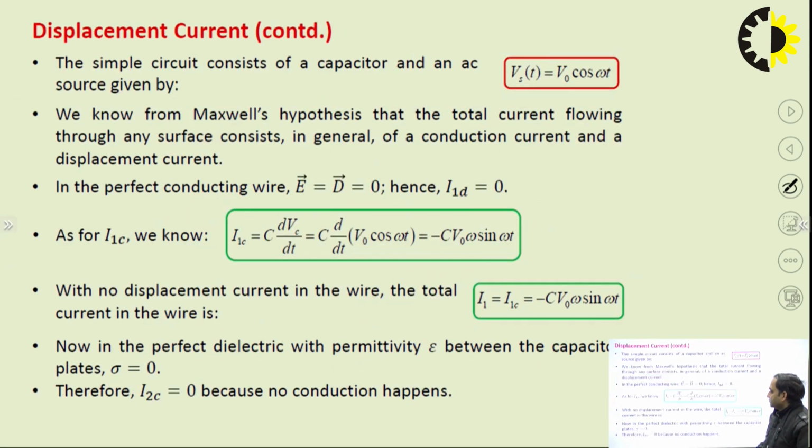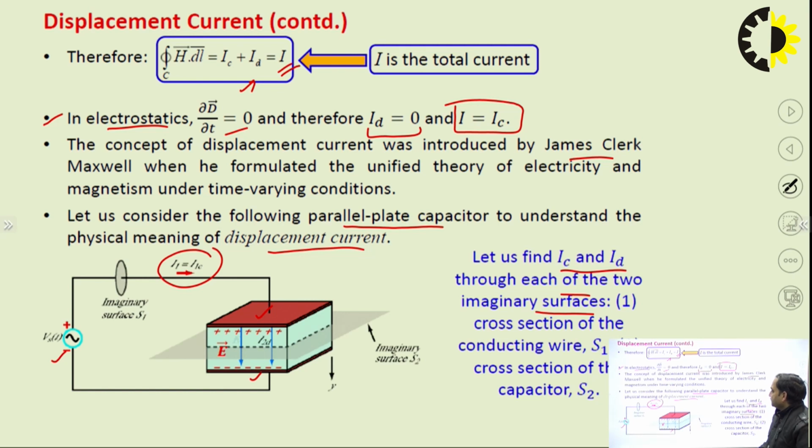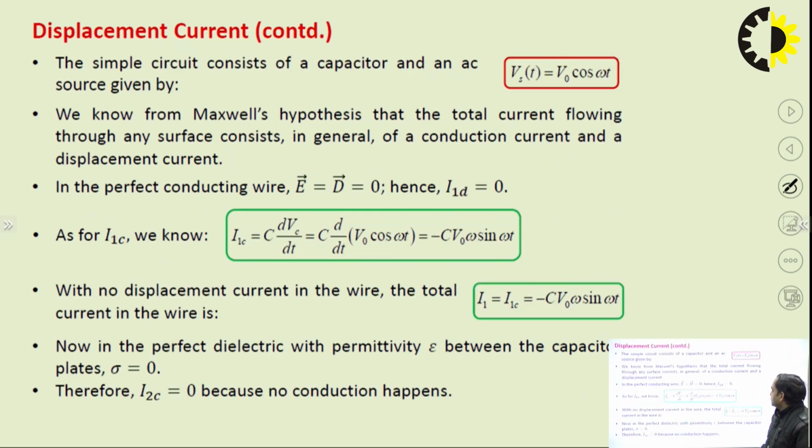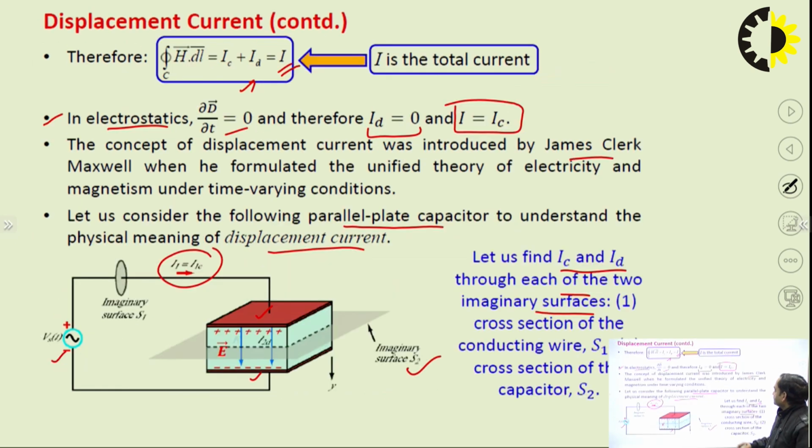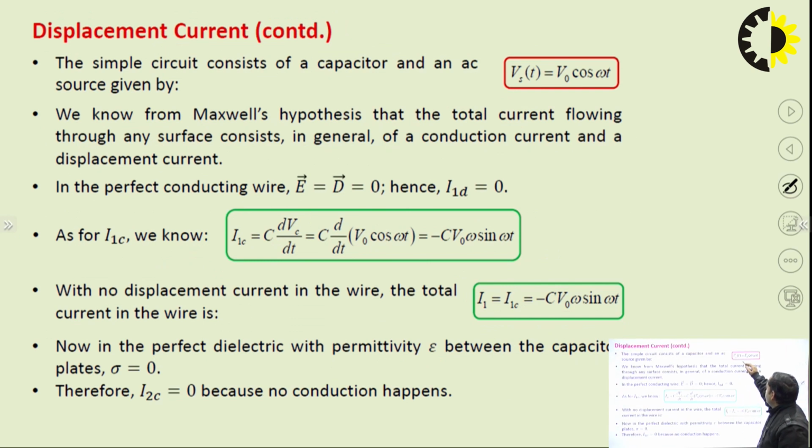So in place of VC, we can put this value. This is another imaginary surface, and in that case VS is equal to V0 cos omega t. This is the example we are taking. In a perfect conducting wire, the electric field and electric flux density are always 0, as we discussed about the properties of a conductor. Within the conductor, the electric field is 0, so ID will also be 0.